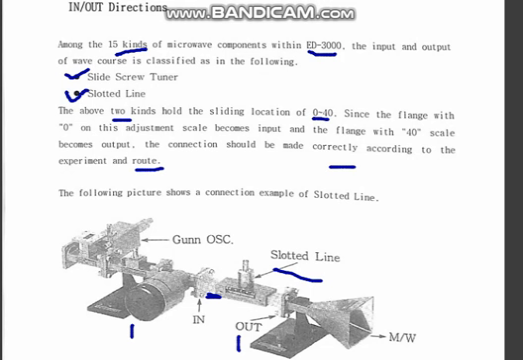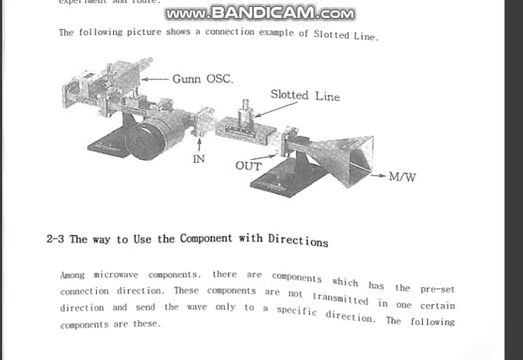The following picture shows the connection sample of the slotted line. That is the connection sample of the slotted line that you can see here, and it's an experimental setup. There is a horn antenna in the microwave output side, and there is the slotted line position, and there is the input position. There is a gun oscillator that puts the microwave through, and then after the measurement of the slotted line, it will go out through the microwave horn antenna.